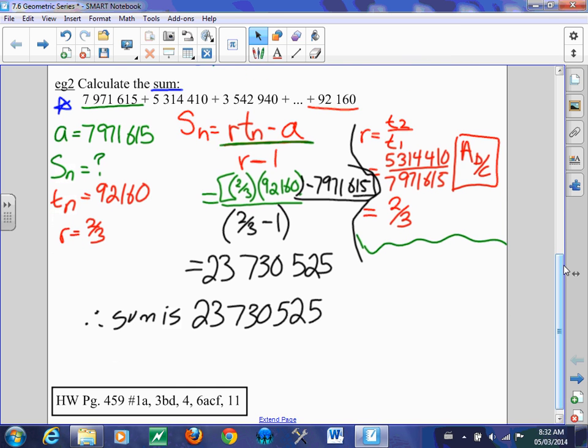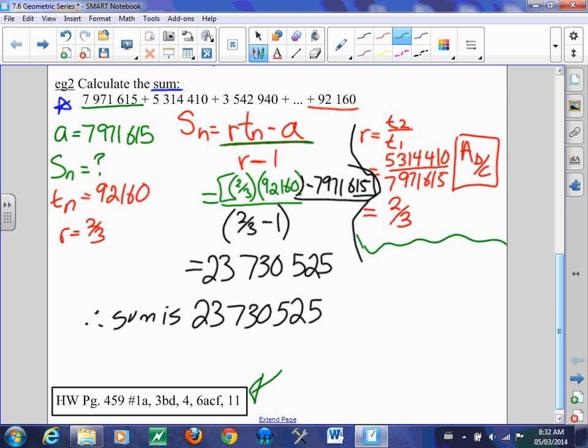All right. If they had asked you, ladies and gentlemen, to find the term number, how many terms are in this sequence, then you just go back to using your geometric sequence with your t at n and your r to find n. Okay? You may have a homework question like that. That's why I thought I'd preface that with it or talk to you about it.